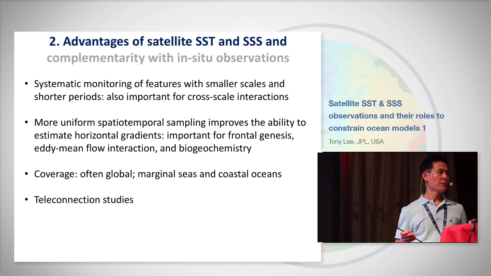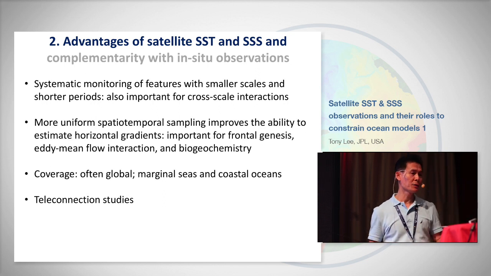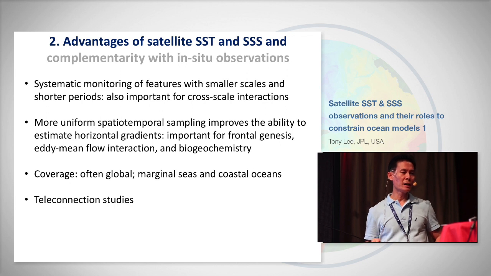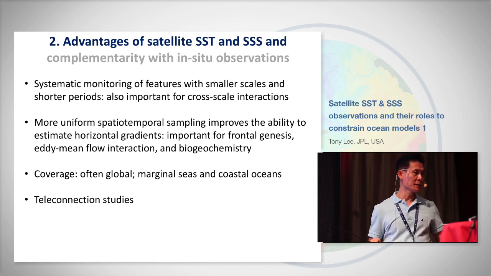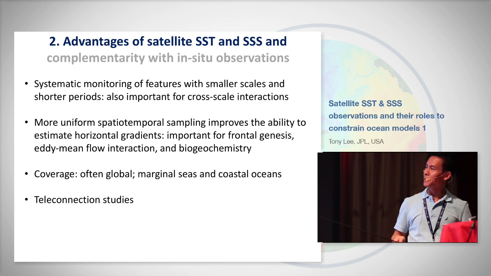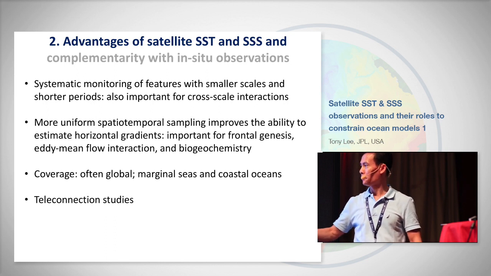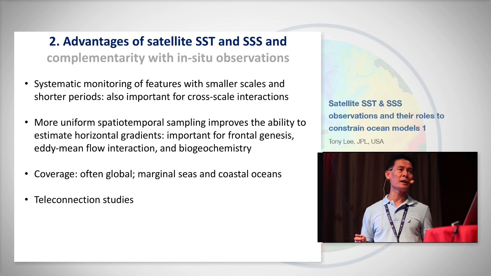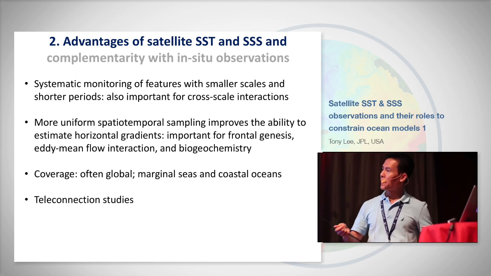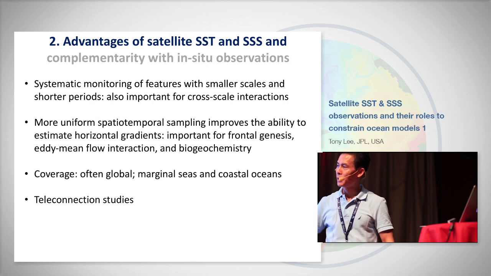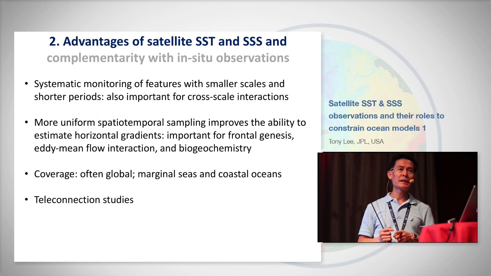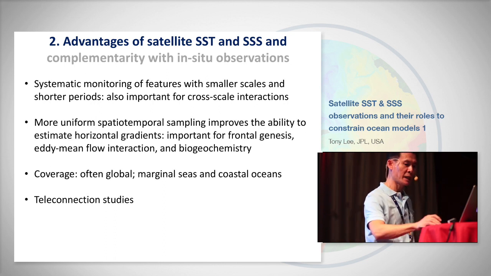Secondly, satellite observations have generally more uniform space and time sampling, which enables the calculation of gradients, salinity gradient, temperature gradient, and therefore density gradient, that are important to the study of frontogenesis, eddy-mean flow interactions, as well as biogeochemistry. Fronts are important for biogeochemistry. And the satellite data also have good coverage, often global, and they cover marginal seas and coastal oceans where in-situ data are often sparse. That large-scale coverage is also a major advantage for studying global teleconnection, or interbasin teleconnection. So these are some of the advantages of satellite observations.